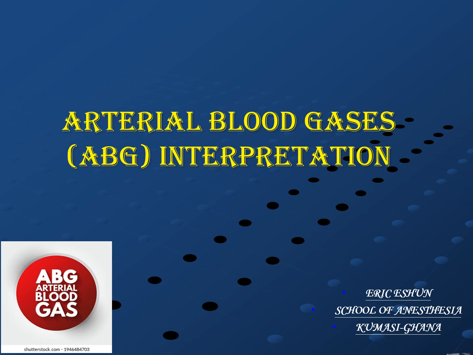Arterial blood gases, ABG interpretation. ABG is a blood test that measures oxygen levels (PaO2), carbon dioxide levels (PaCO2), and pH levels, acidity or alkalinity. ABG is a crucial test that helps doctors diagnose and treat various medical conditions by measuring oxygen, carbon dioxide, and pH levels in the blood.